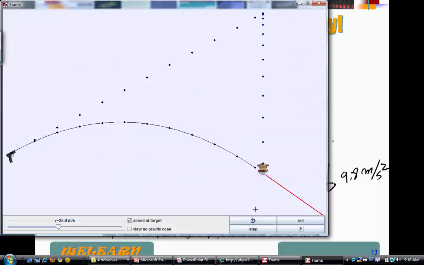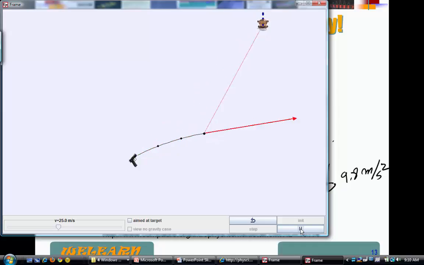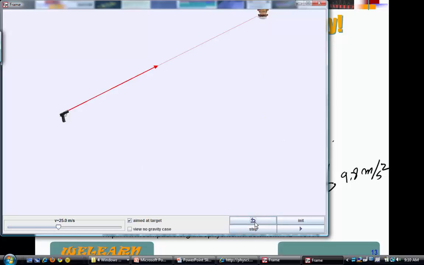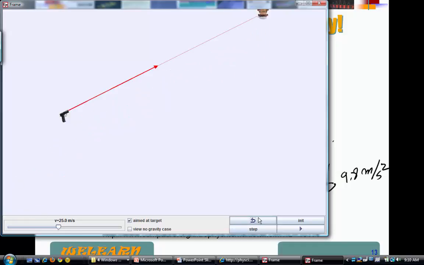Here is the simulation. Actually, it allows us, if we remove this check here, to orient the gun any way we want, so we can aim off the monkey, for example, like here. So we didn't shoot the monkey. Now we can actually move the monkey and we can move the gun. Okay, I'm going to reset it and aim it at the monkey.